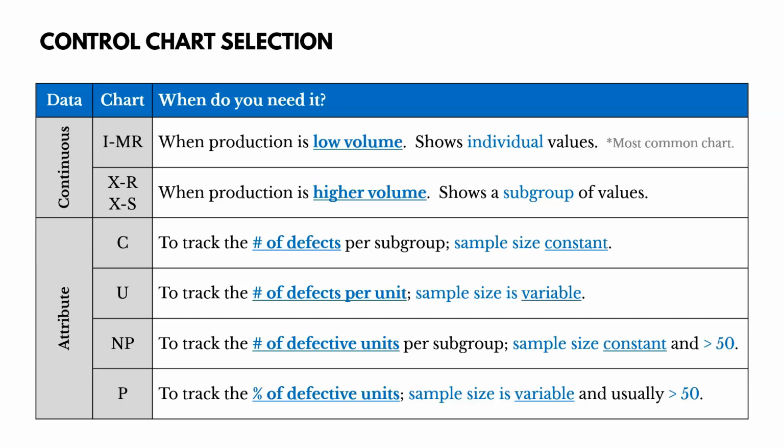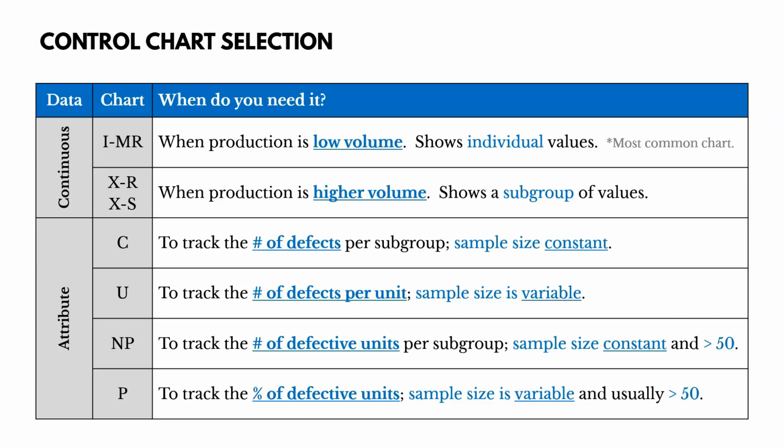And then with NP and P, instead of tracking the number of defects, you're tracking defective units. Okay, so if there could be multiple defects in one unit, we would just call that one defective unit. So with the NP chart, you track the number of defective units per subgroup, where your sample size is constant and oftentimes greater than 50. With the P chart, you're tracking the percent of defective units when the sample size is variable. So with the NP, your sample size is constant, so you can just use the number of defectives. With the P, because the sample size is variable, you've got to use the percent of defective units.